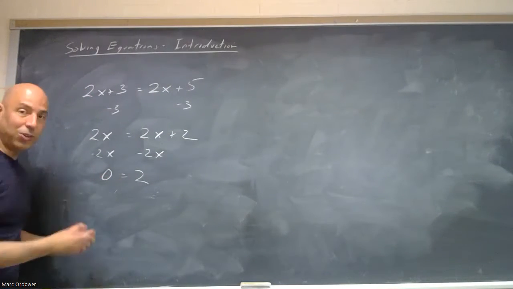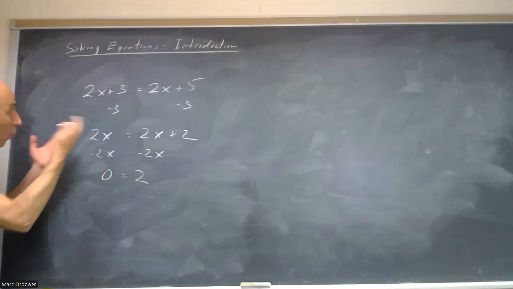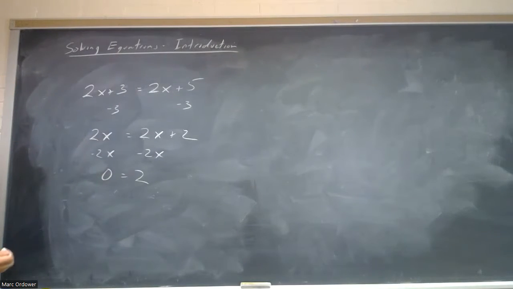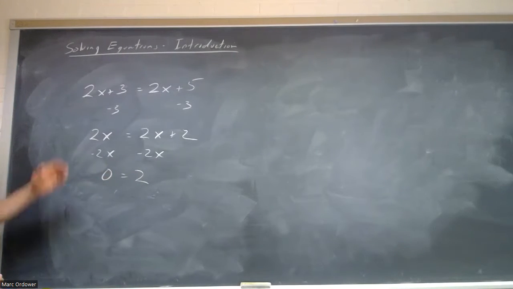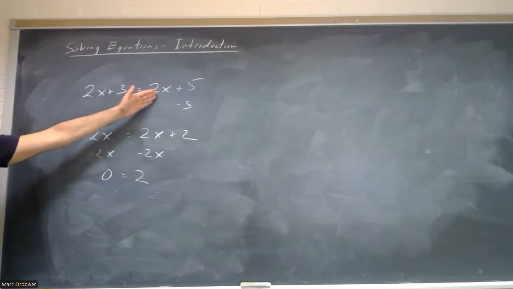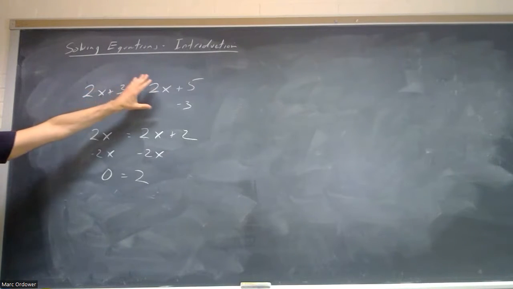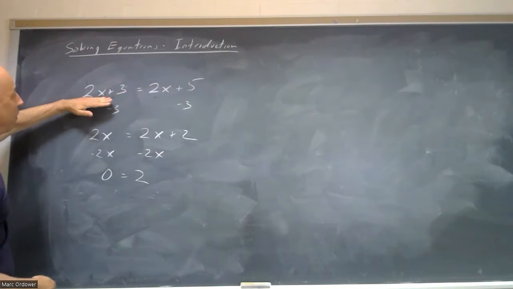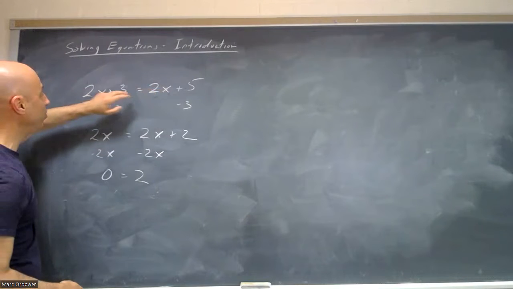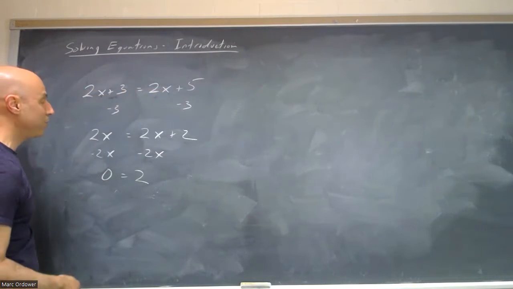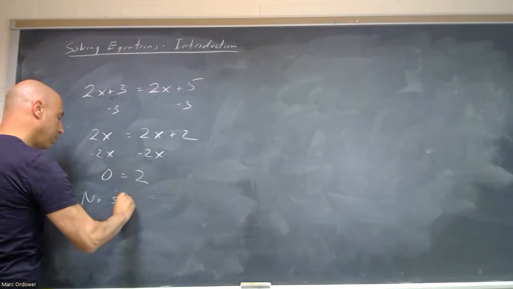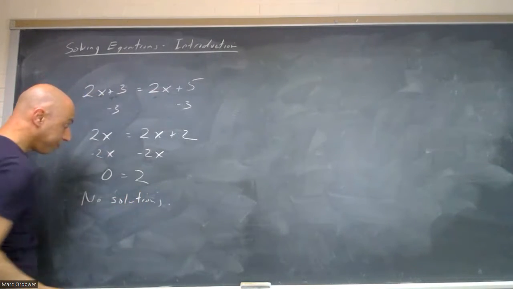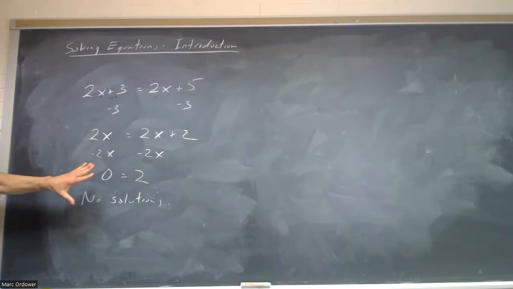Well, does 0 equal 2? No, it doesn't. It doesn't matter what x is, 0 doesn't equal 2. If x equals 5, 0 still doesn't equal 2. If x equals -2, 0 doesn't equal 2. There is nothing I can plug in for x which will make the left side equal to the right side. And if you look back up here, that becomes obvious: the right side is always 2 bigger than the left side, no matter what you put in for x. So the original equation has no solutions at all.